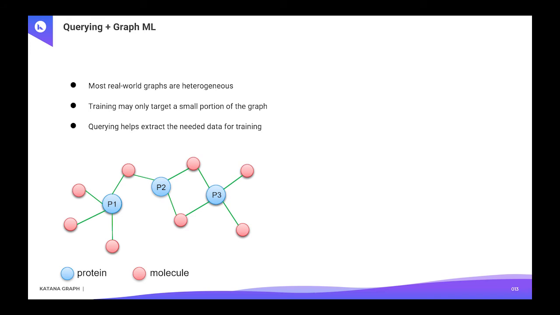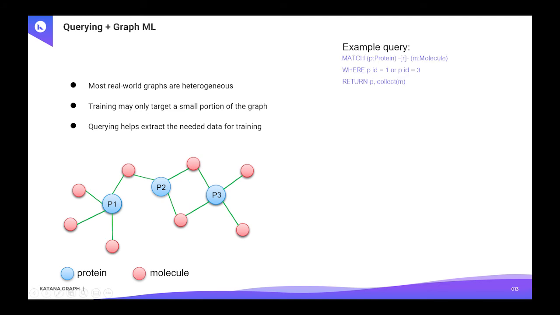For example, one of our customers has biomedical graphs, which contain information about proteins, small compounds, assays, and so on. For simplicity, in this example, I just showed two kinds of nodes. The blue nodes represent proteins, and the pink nodes represent small molecules. An edge between a molecule and a protein means they interact with each other in some way. For training a model to predict drug-protein interaction, we only need to extract the target protein and its connected molecules, which can be done through an OpenCypher query.